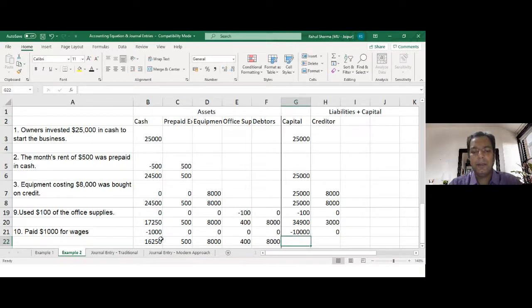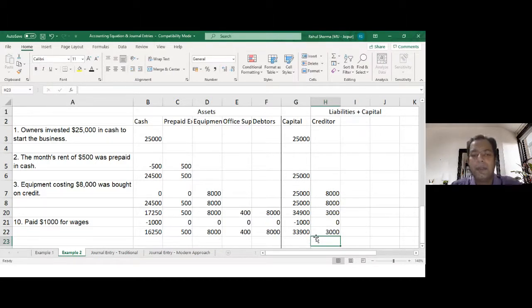Similarly, over here, I have 33,900 as my capital. It has to be reduced by 1,000, sorry. And I have 3,000 as my creditors. That's where I end this particular question.